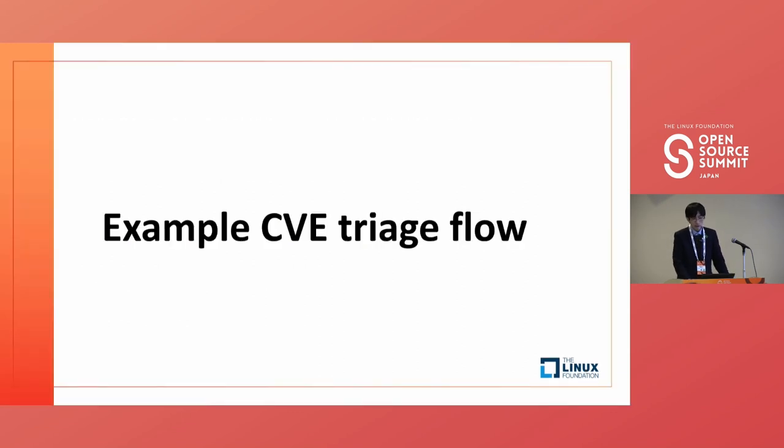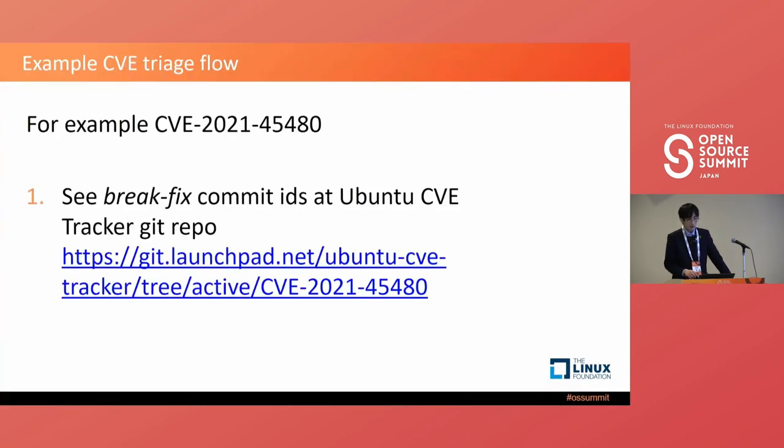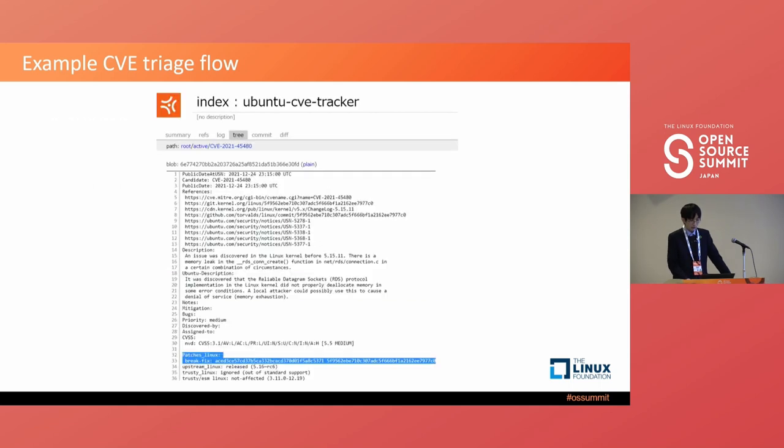I present an example CVE triage flow. As an example, I will examine CVE-2021-45480. First, we check the Ubuntu CVE tracker for break fix commits. This is an example Ubuntu CVE information. This is an example Linux CVE information in the Ubuntu CVE tracker.